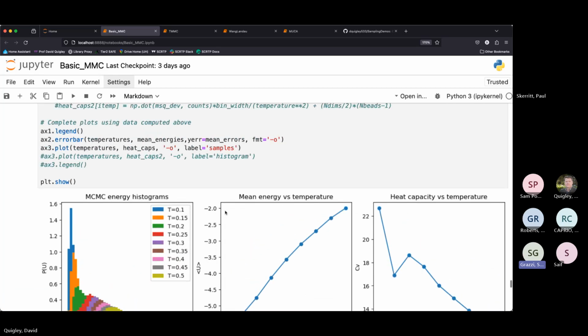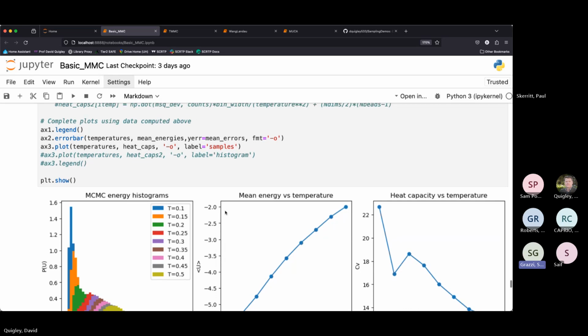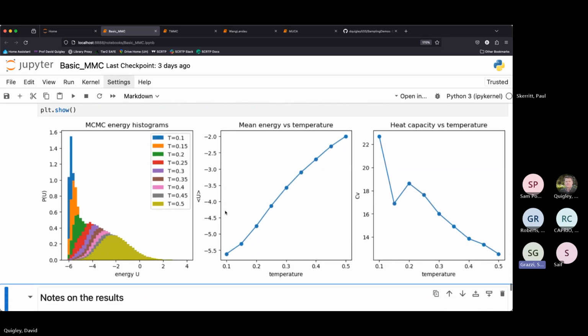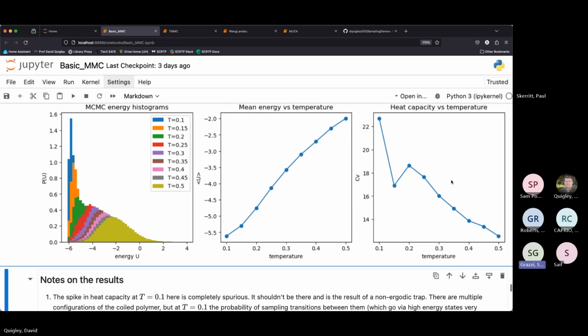I talked about properly subsampling my data so that I could compute the standard error. What's the uncertainty in my expectation of the energy? I couldn't be bothered with that, so I haven't put the error bars on. And then here's the heat capacity.